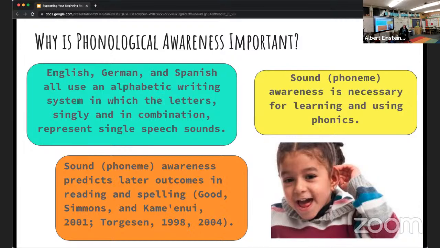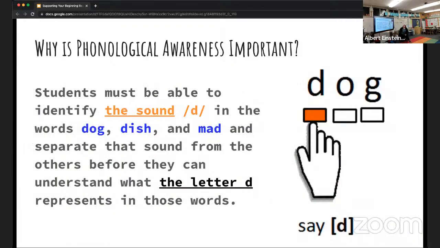Can you go to the next one, Andrea? Thank you. So we kind of already touched on this, but kids have to understand that the sound in the words dog, dish, and mad is separate from the other sounds before you can ask them to understand what the letter D is in a word, right? They have to understand that you can separate them and they mean something. You know there's a sound, right? Does that make sense to everyone?